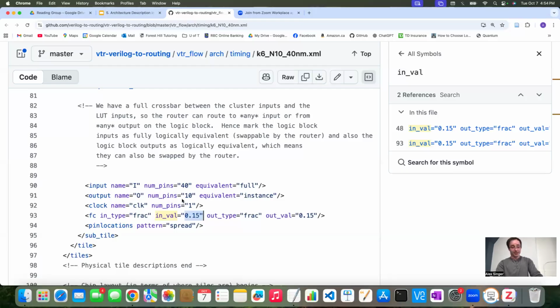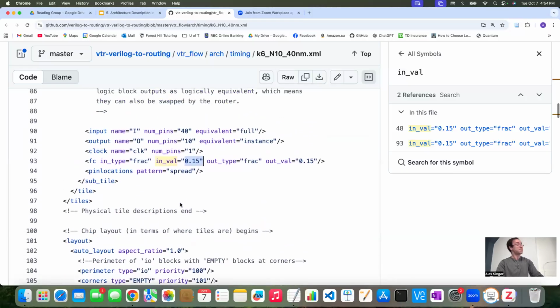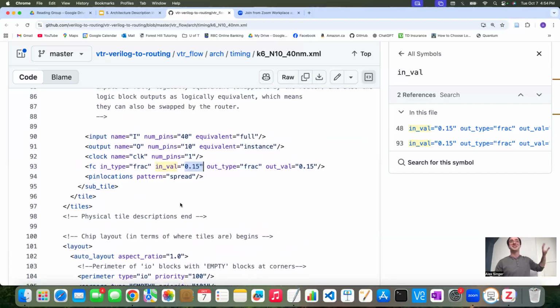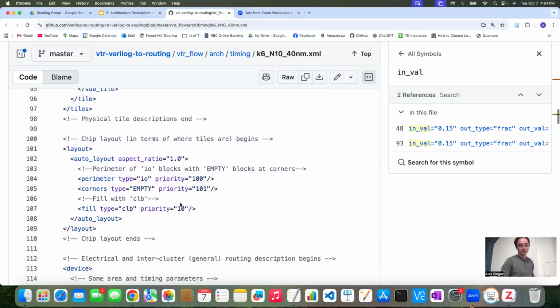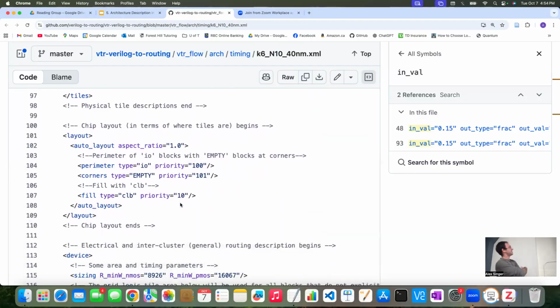So yeah, fractional. Okay, I have now defined my tiles. You can see why I didn't put this in the slides. Now we're going to go inside the layout. You're going to say, Alex, that does not look like what you showed me. And because this architecture is used all over the place in VTR, we want it to be general. We don't want to say that you have to be 6x6 or 8x8. We want to let VPR automatically select whatever size it wants. So that's why we're using the auto layout. And it has an aspect ratio of 1.0.